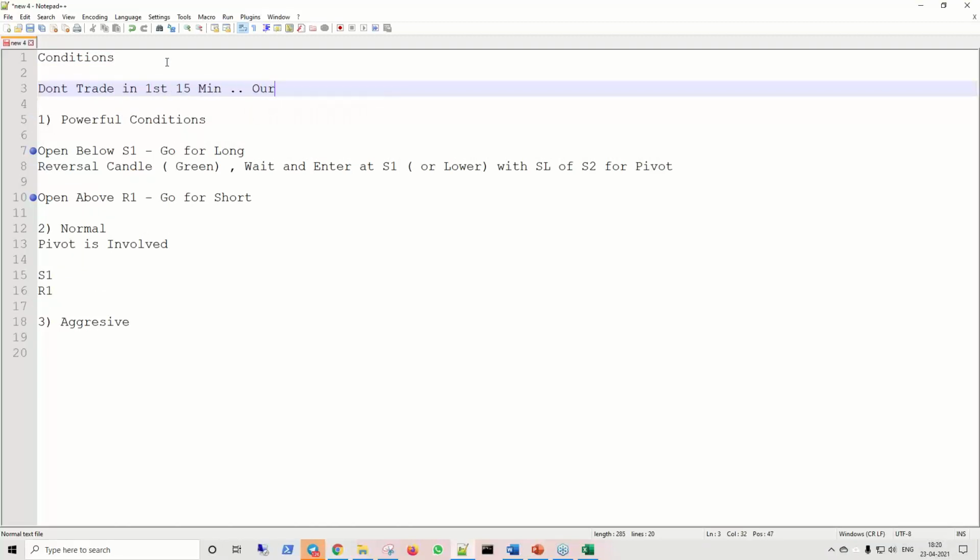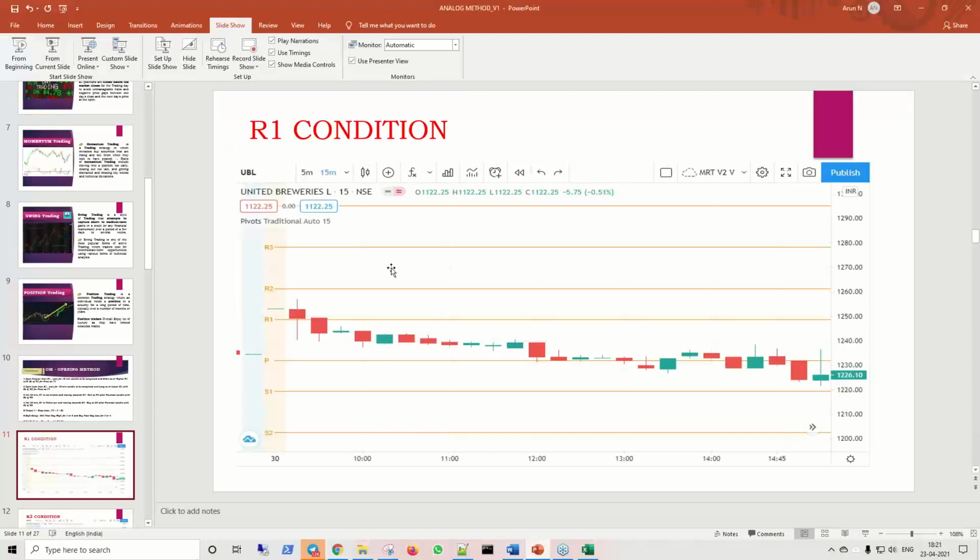Our system starts at 9:30, because in the first 15 minutes we have a lot of noise, and let us not enter into the SL-hitting trades or the breakout ones. So in the first 15 minutes we just look at the candle and then we enter. Here the open is above R1 and a red candle is formed, right? Say it is trading somewhere over here, then we wait and enter at R1. After 9:30, you can enter near R1 with a stop loss of R2. The target is pivot.